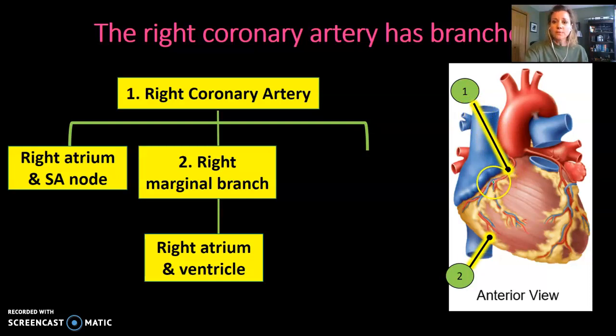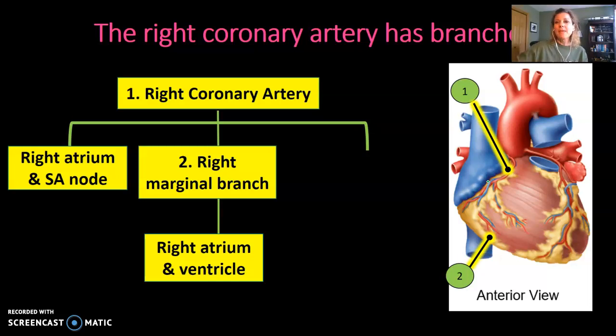It's going to serve cells that make up the right atrium and also some highly specialized cells called the SA node. We're going to talk about the cells of the SA node, which is short for the sinoatrial node, during the next lecture. These are cells that are responsible for setting the pace of the rhythm of our heartbeat. So it's very important that they get the oxygen and nutrients that they need so that our heart keeps pumping every day.